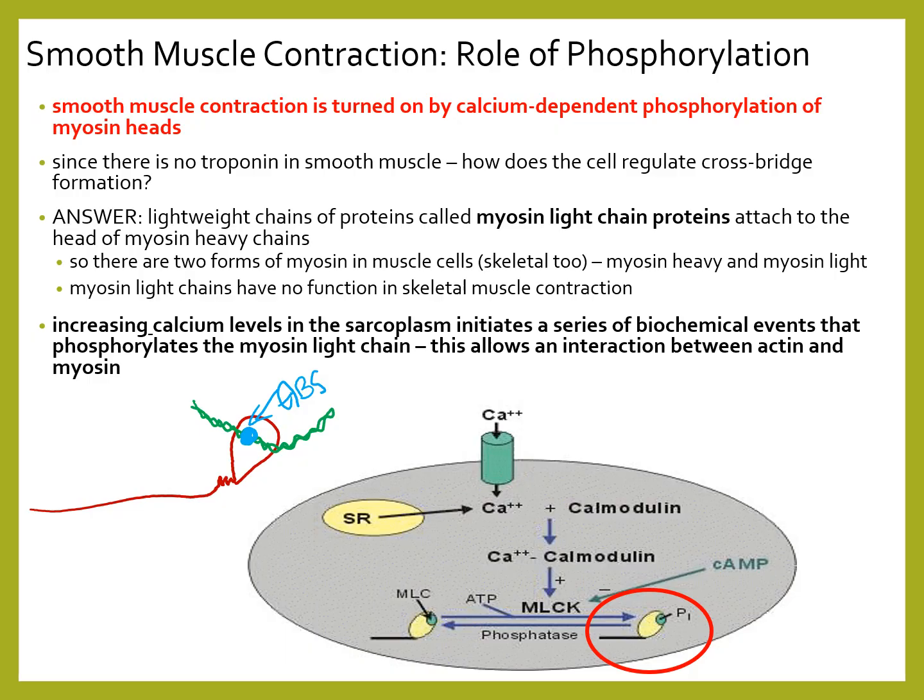If you increase intracellular calcium, you will end up with a series of biochemical events that is going to phosphorylate this myosin light chain, change its shape, and shift it off of the actin binding sites that are found on the myosin head. Now, the difference between this and skeletal muscle is calcium directly shifts off the tropomyosin from the actin binding site. In smooth muscle, calcium is going to lead to a series of events that's going to phosphorylate the myosin light chain, causing the myosin light chain to come off the actin binding site. So let's see how that works.